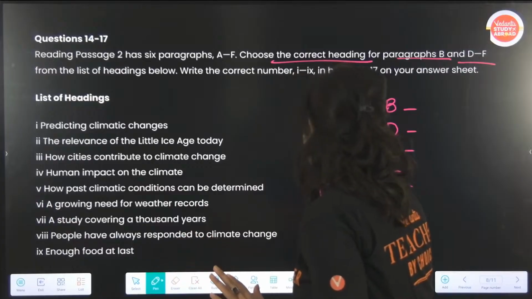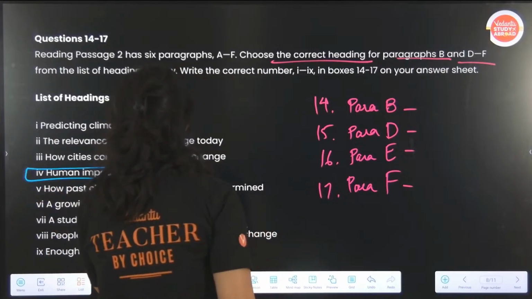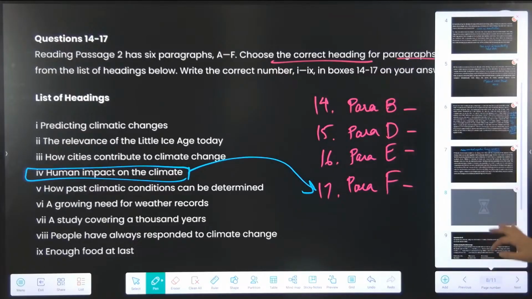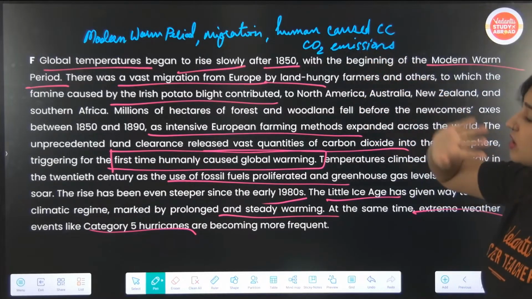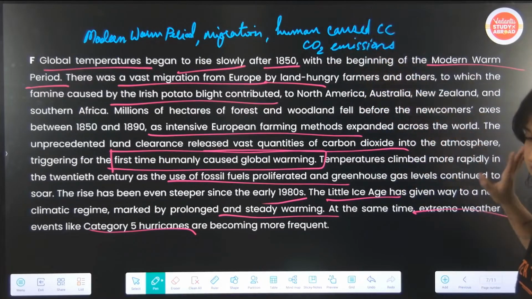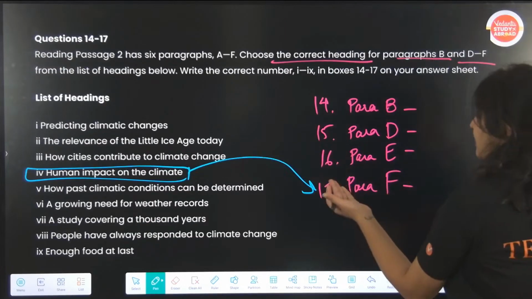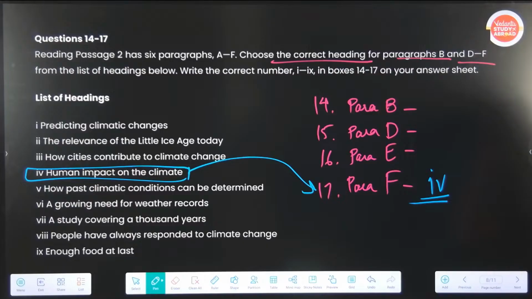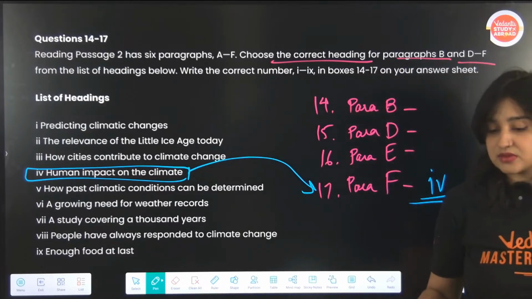For example, from looking at all of these list of headings, this one is so easy because you know this is paragraph F. The last paragraph, if you go to it and you look at the notes that we have taken, F, human caused climate change. It's there in the gist, correct? So you come back to the question, human impact on the climate, paragraph F, matched. So you have to do the same thing for the rest of them. I gave you one answer. Now you have to give me the answers for the rest of the questions.